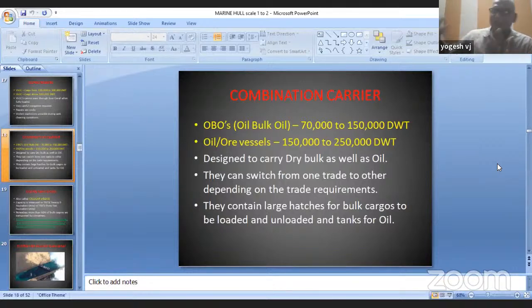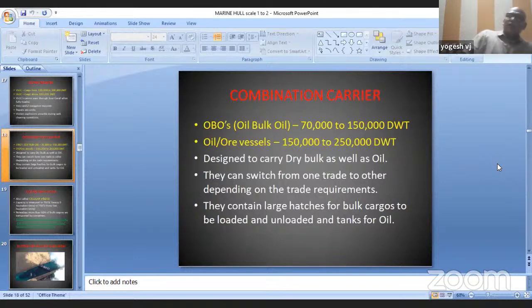They can switch from one trade to another depending on the trade requirement. If I have a trade where oil is not needed right now, I can use this vessel to completely carry dry cargo. It is convertible, like a jeep which has a hood. If I don't want the hood, I can simply remove it. If the demand for oil at that particular time is less, I can carry dry cargo in that vessel. This is called a combination carrier.